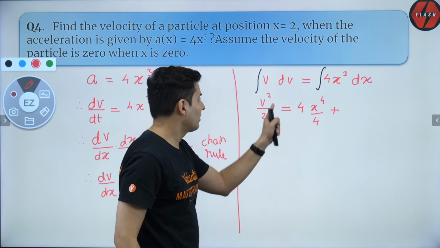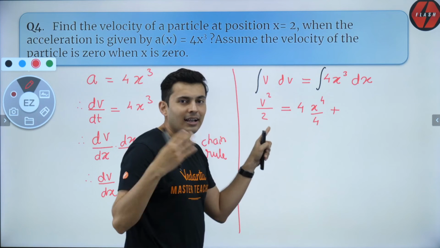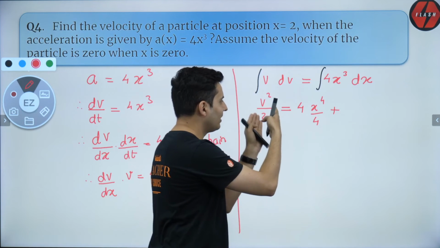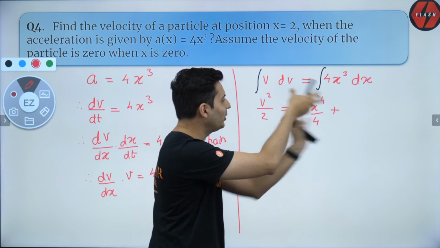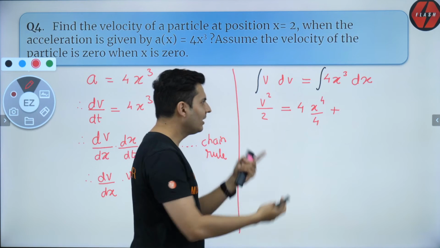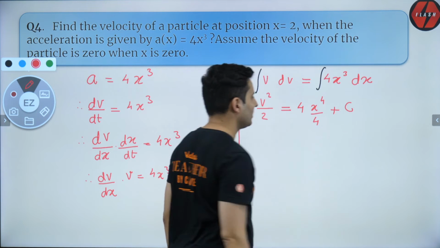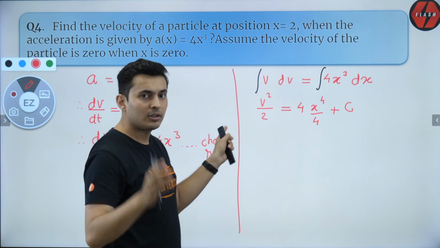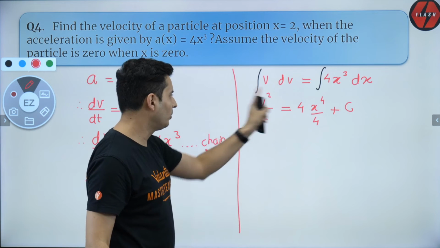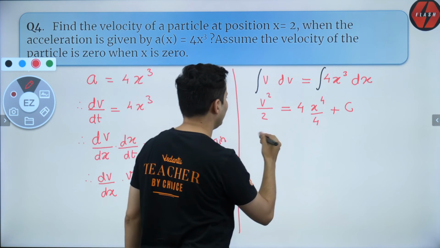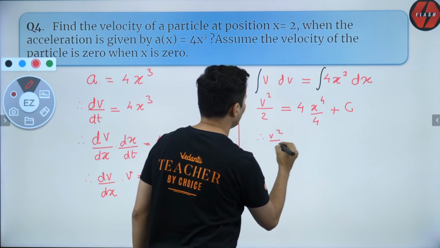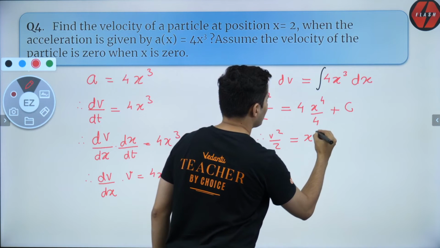Now you might be like, sir, won't there be two constants here? Guys, just imagine there is one constant here and one constant here, why don't you combine them into one constant? So no point putting C1 and C2 there, just merge it into one single constant called C, all right? So use this trick every time. Do not put two constants. Okay, let's simplify this. So it will become V square by 2 is equal to x raised to 4 plus C.